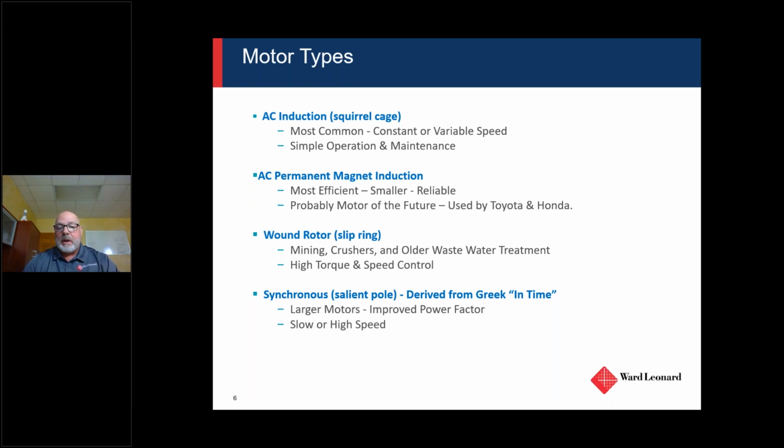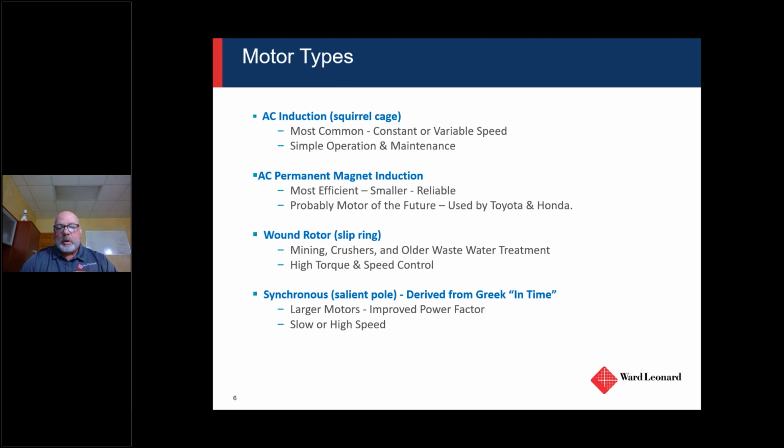Minimal components. We went over that in Motors 101, what the components were to a standard AC induction motor. There are also AC permanent magnet motors, which are a very efficient design. Because of the construction and the application of permanent magnets into the rotor or the stator, depending on the configuration, you can get a lot smaller package in there. It's a little bit more reliable because you don't have as much electrical conductor inside of the motor.